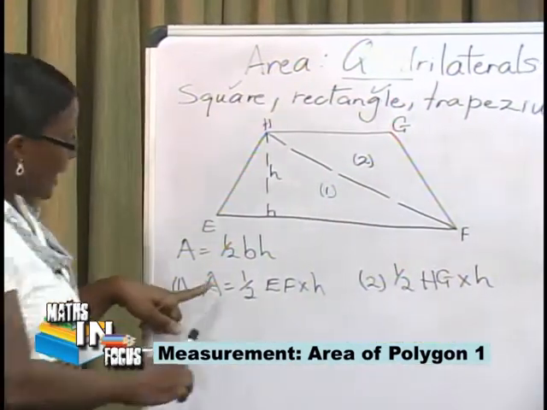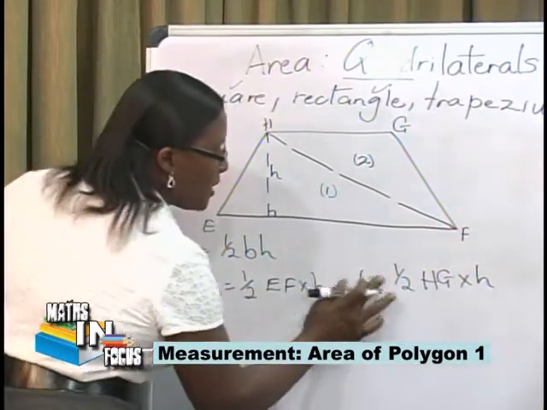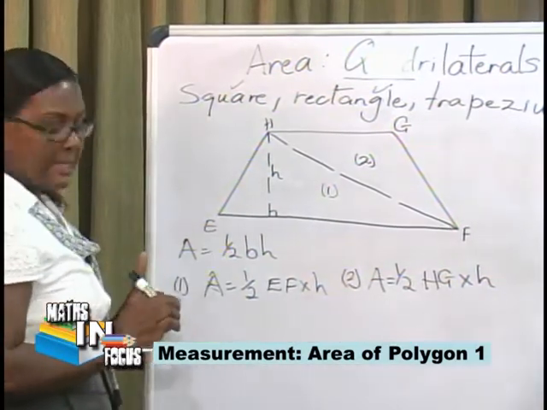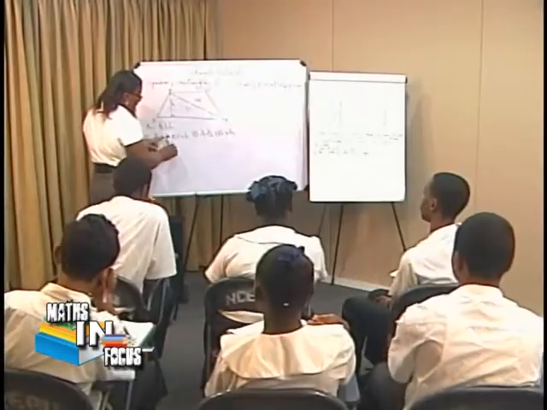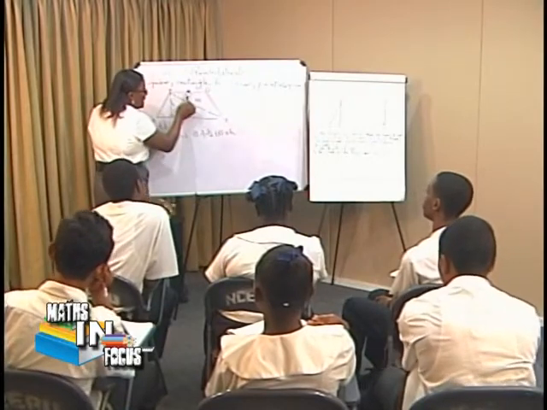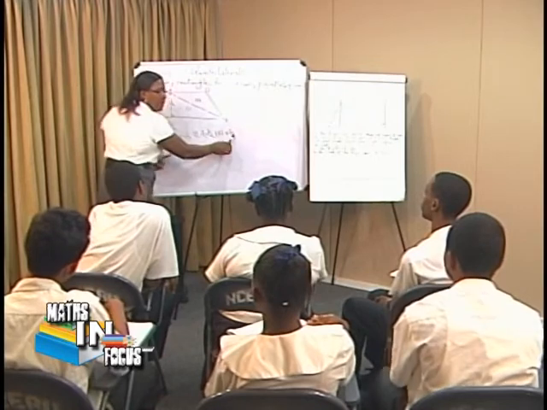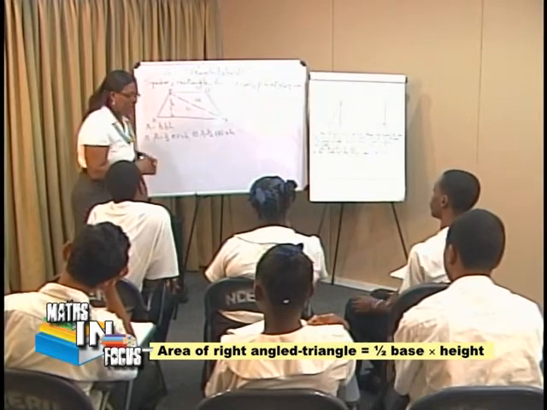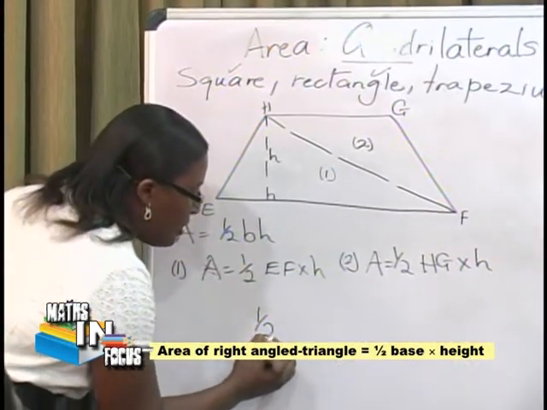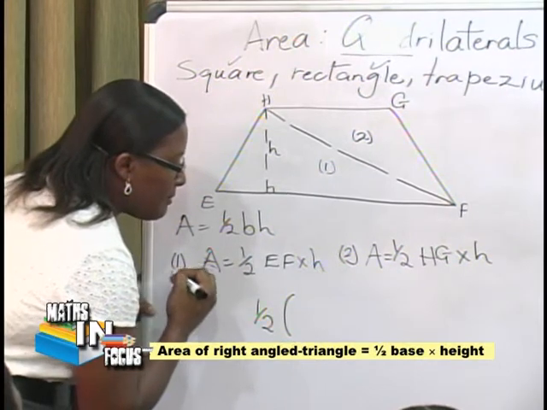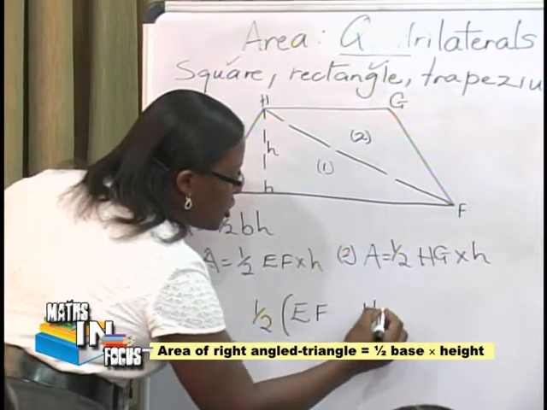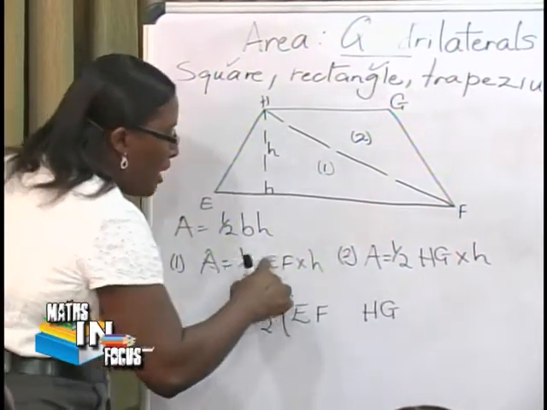Now when we look at what we have for the two areas, we notice some commonalities. They both have half, and it's half of the two sides that are parallel, and H is common again. So let us take these two and fit them together so we have one. So we have a half is common, and a half of what? EF, and it's a half of HG. And they are both being multiplied by the height.